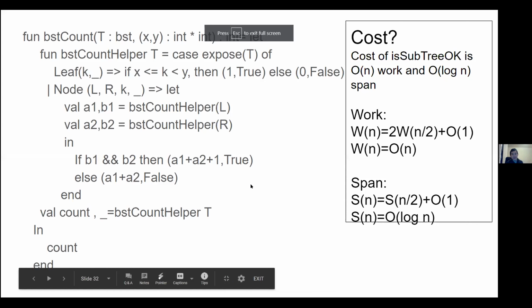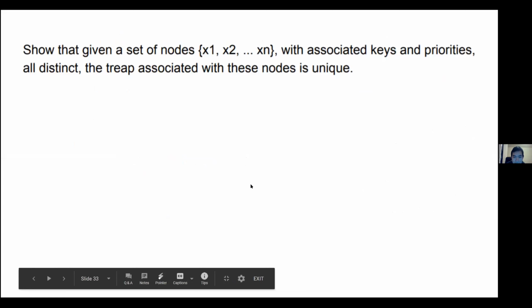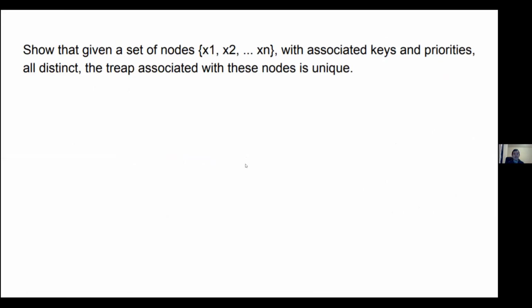Okay, in that case, let's go over a second exercise really quickly. I think it's an additional exercise in one of the recitations. So show that given a set of nodes x1 all the way to xn with associated keys and priorities, all distinct, we basically need to prove that the tree associated with these nodes is unique. So how do we do this?